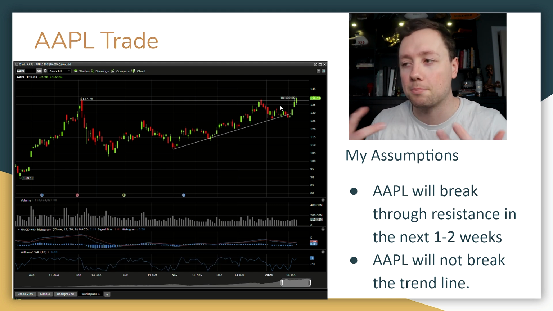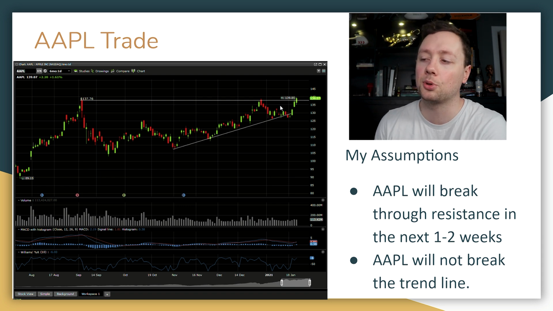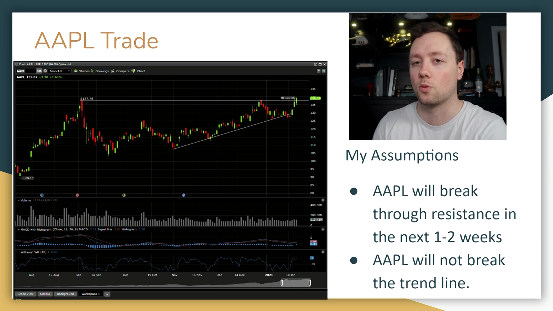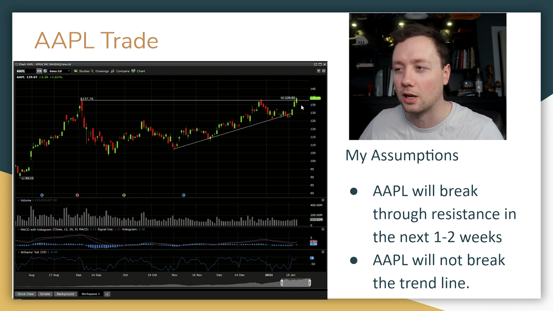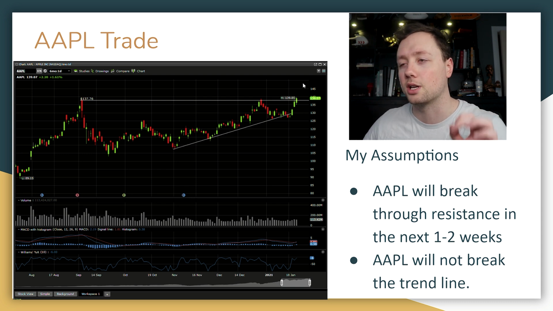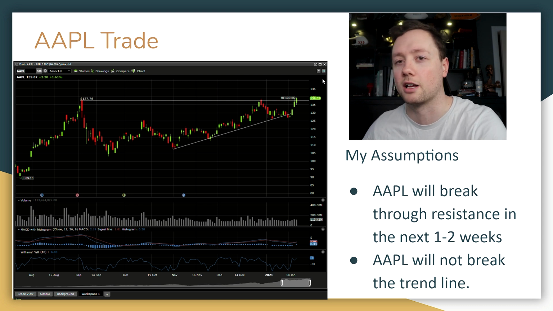So my hypothesis and my assumption is Apple stock breaks through that resistance in the next 1 to 2 weeks, whether it breaks through on this run right now or it hovers here around 130, 135 for another week and then breaks through after that. My assumption is it's going to break through the 139, 140 level, and it's going to start running up after that.